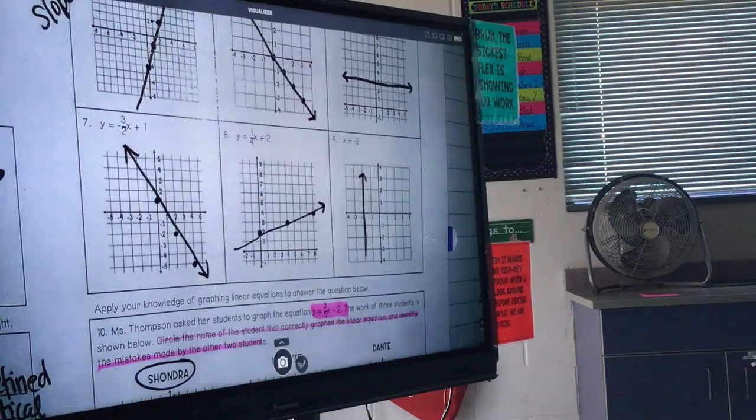All right, and then do we go up or down 3? Down. Why? Because of that negative sign. Yes, and then how many do we go to the right? Positive 1, 2, to the right 2.